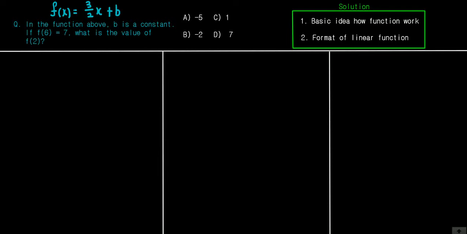So in this video, I want to talk about one example of an SAT math problem. The question is: there is a function f of x equal to 3 over 2x plus b.